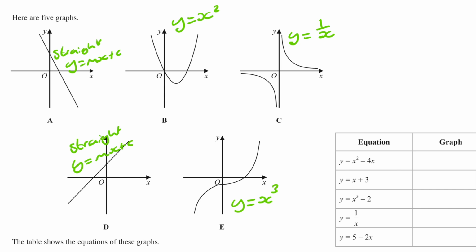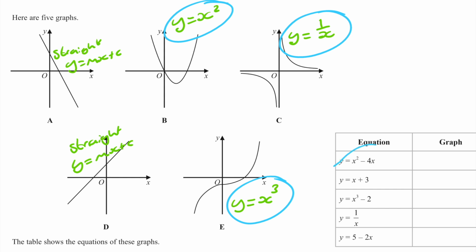What we can then do is, with these 3, because they're quite distinct, we can fill them in straight away. So B, which is a quadratic, you're going to scan all of these equations and see which one then has a quadratic term in it. And what you notice is that top one has a quadratic term as y is equal to x squared. So that would then be B.